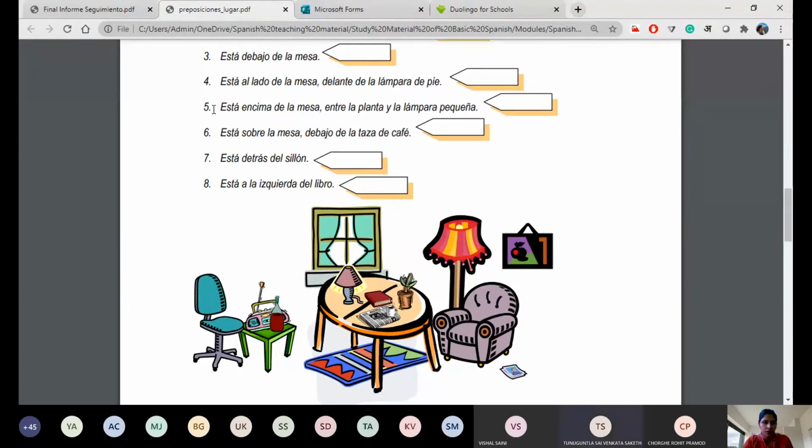So what are we looking for here? Okay, está encima de la mesa. On top of the table. Something is on top of the table. Ma'am, book, libro. Okay, entre la planta y lámpara, it means between the plant and the small lamp. So libro, yes. Sixth one, let me ask someone.